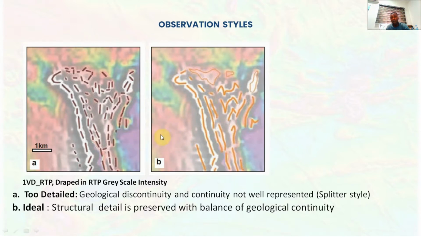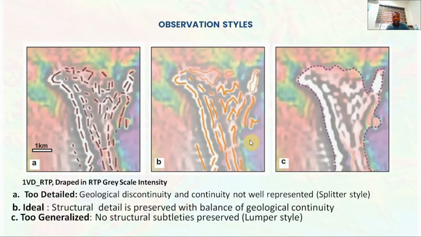Another kind of style of observation could be a lumper style. You can see, if you look at this, there is a lumper kind of style here. There's no detail. In this kind of style, one could lose some subtleties and some structures. But at least one thing with this is that you've identified a bigger rock unit here. I will show you another example of this observation style in one of the projects.